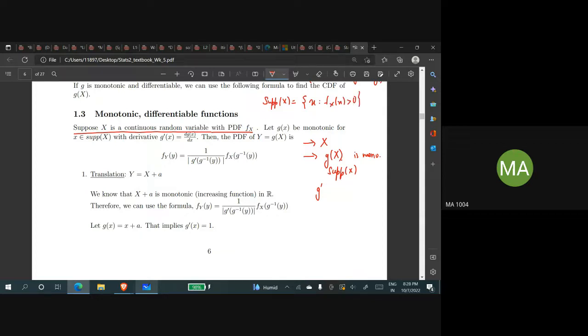So we are saying that for any continuous random variable x, if you have another random variable that is just a function of it, and it is monotonic and differentiable too, then you can define the PDF of y. How? It is f_X of g inverse of y, divided by the mod of g dash of g inverse of y.